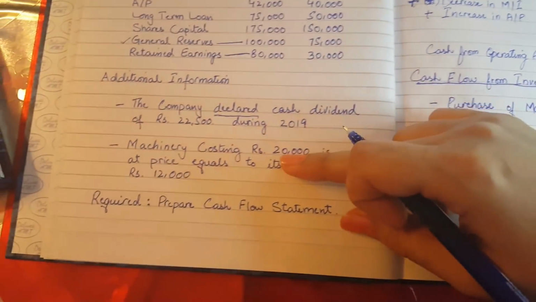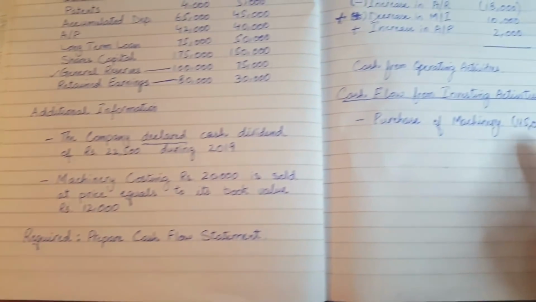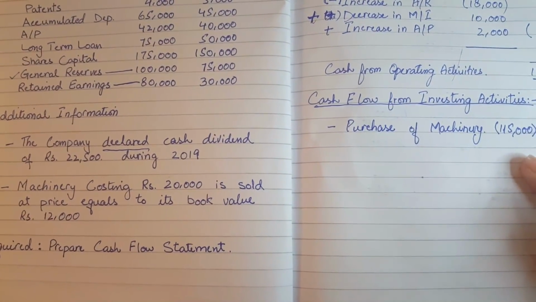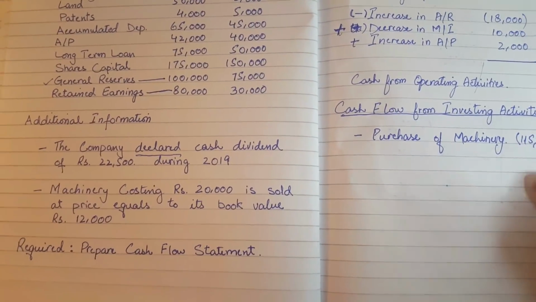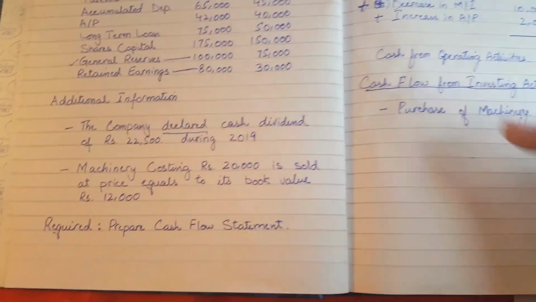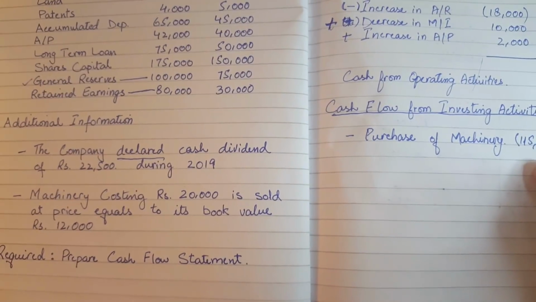20,000 is the actual cost, but we need here the actual cash we receive at the sale of the machinery item. Okay, so this cash is inflow, so 12,000 will be added back.